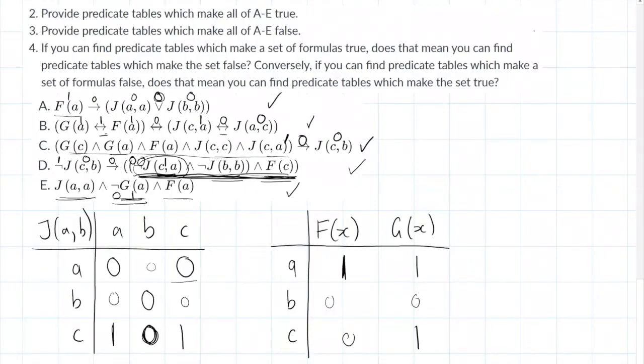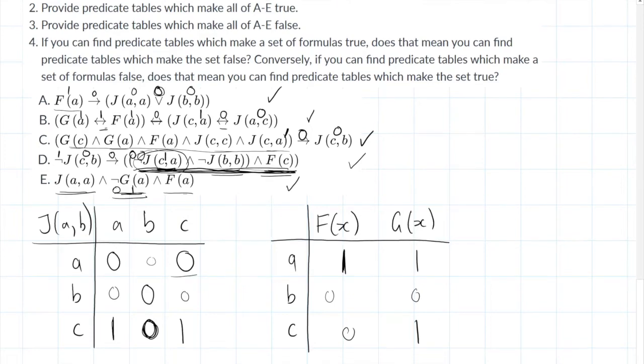And question 4 asks, if you can find predicate tables which make a set of formulas true, does that mean you can find predicate tables which make the set false? Now you might think so, because that's the experience I've had with A to E. In question 2 we found some tables which made them all true, and in question 3 we found some tables which made them all false. But that's actually not always the case.